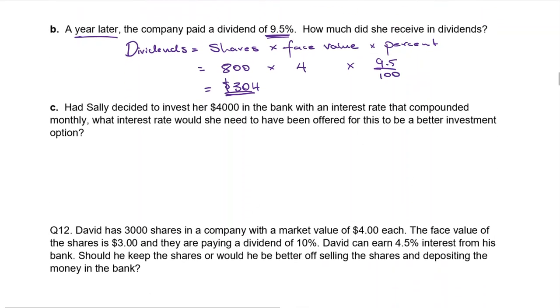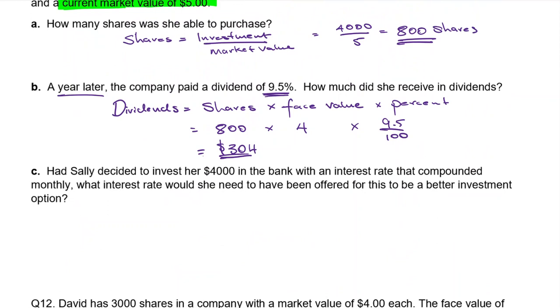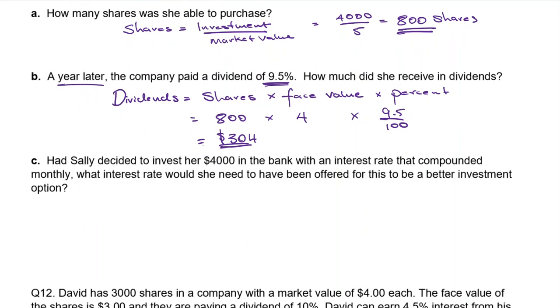All right, part C. Had Sally decided to invest her 4,000 in a bank instead, so instead of going through that route of shares and making 304 in a year, what interest rate, which is compounded monthly, would she need to have been offered a better investment option?